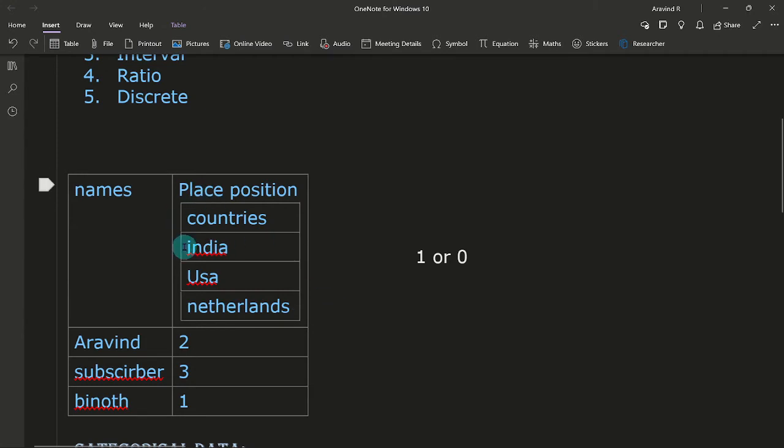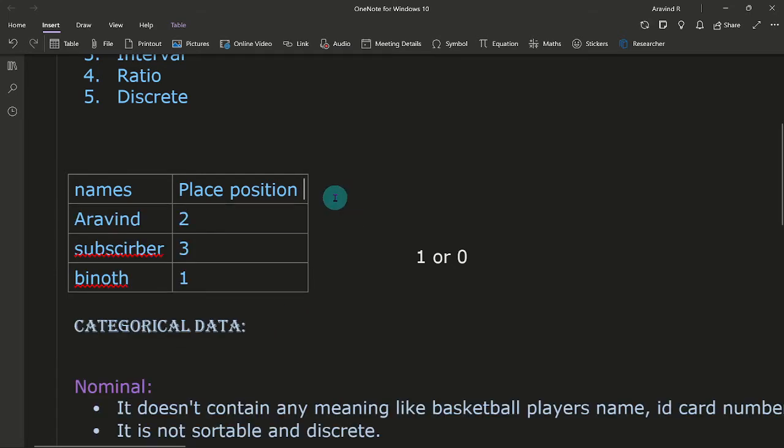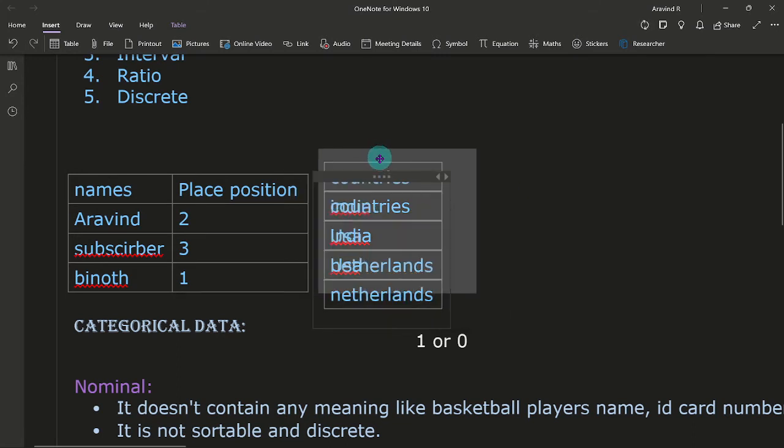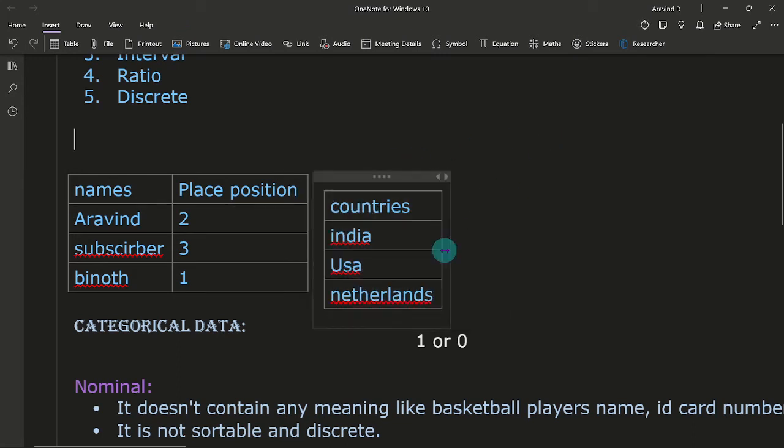Okay, I don't know how to do that. Like, I think I forgot the thing. I will do that now. Okay, guys. So okay, so we have countries here.